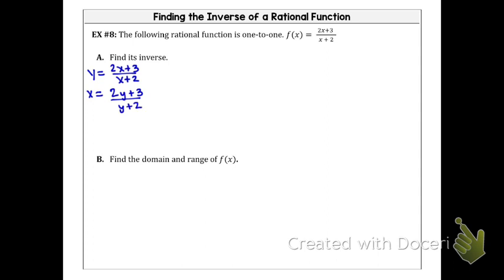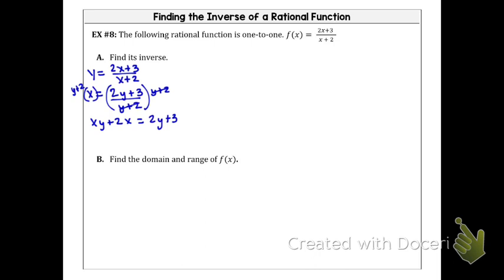And we're going to work to get y by itself. Now we have two different y's there, so the first thing we've got to do is get rid of the fraction. So we're going to multiply both sides by the denominator, by that y plus 2. So it gives me xy plus 2x on the left equals 2y plus 3.